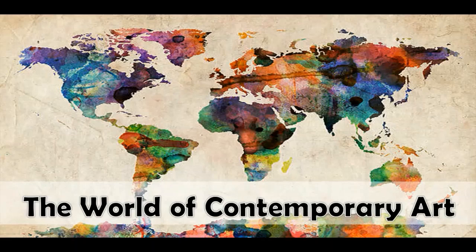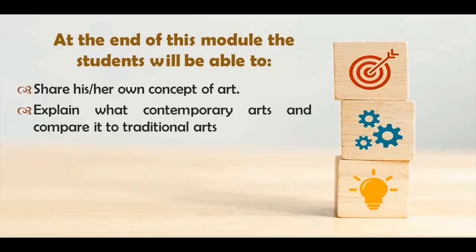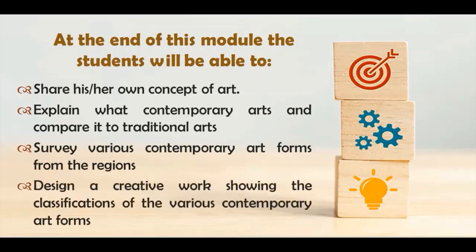So for our lesson, we have the word of contemporary art. Now, these are the objectives. At the end of this module, or at the end of this lesson, you are going to share your own concept about art. Second, you can also explain what contemporary arts are and compare them to traditional arts. Third, you have to conduct a survey of various contemporary art forms from different regions. And for the last, design a creative work showing the classification of various contemporary art forms.